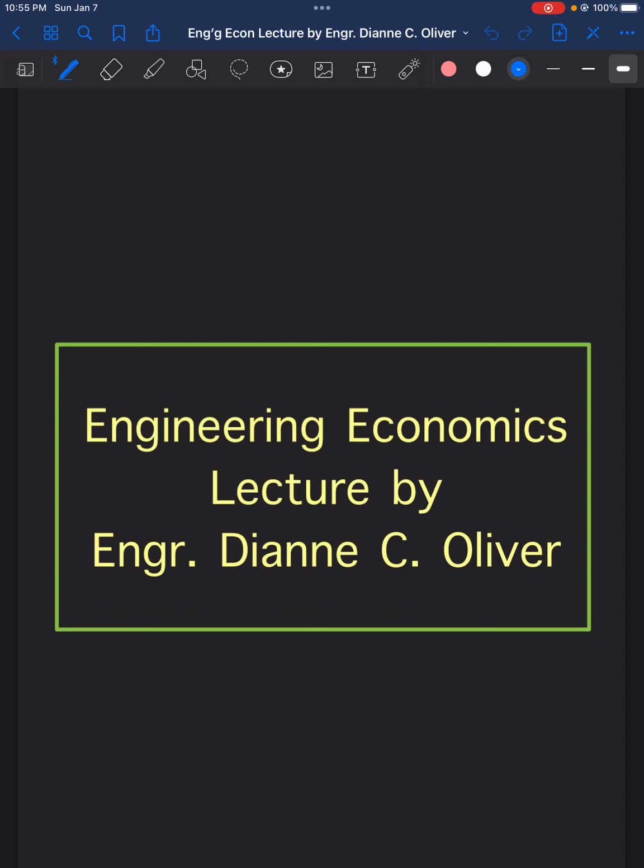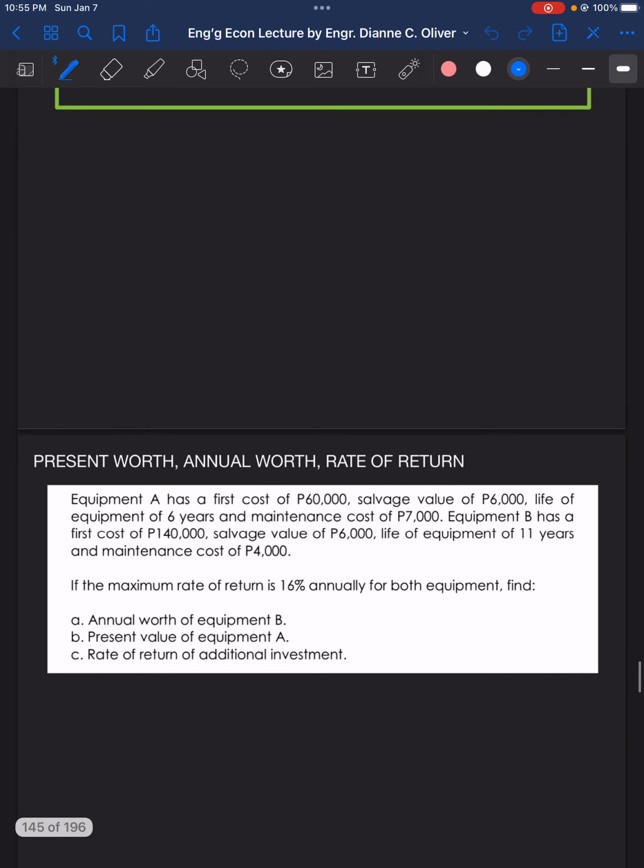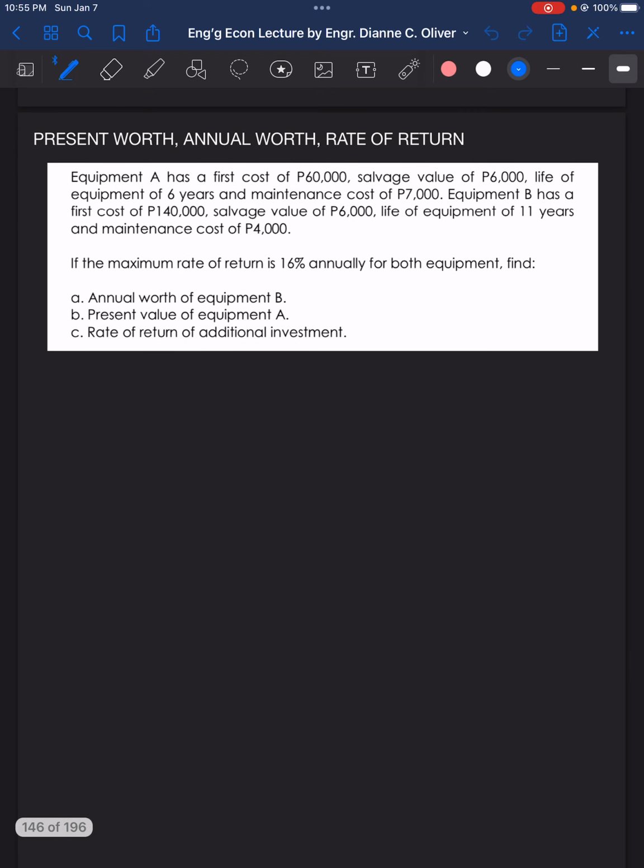In this video, we will answer two problems in engineering economics under the topic present worth, annual worth, and the rate of return. For our problem number 1, equipment A has a first cost of 60,000 pesos, salvage value of 6,000 pesos, life of equipment of 6 years, and maintenance cost of 7,000 pesos.